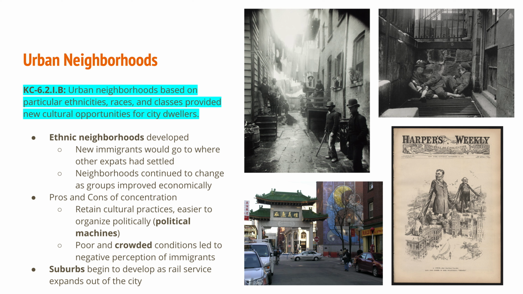A drawback to this concentration in ethnic neighborhoods is that they were often very poor, very crowded, and the conditions were unhygienic. You see the images that Jacob Riis took of the alleyway, how there's clothes hanging from the windows, and everyone's dirty laundry is literally in public view. So this creates a negative perception of immigrants, and it's going to lead to another wave of anti-immigrant sentiment, as we saw in the mid-19th century.